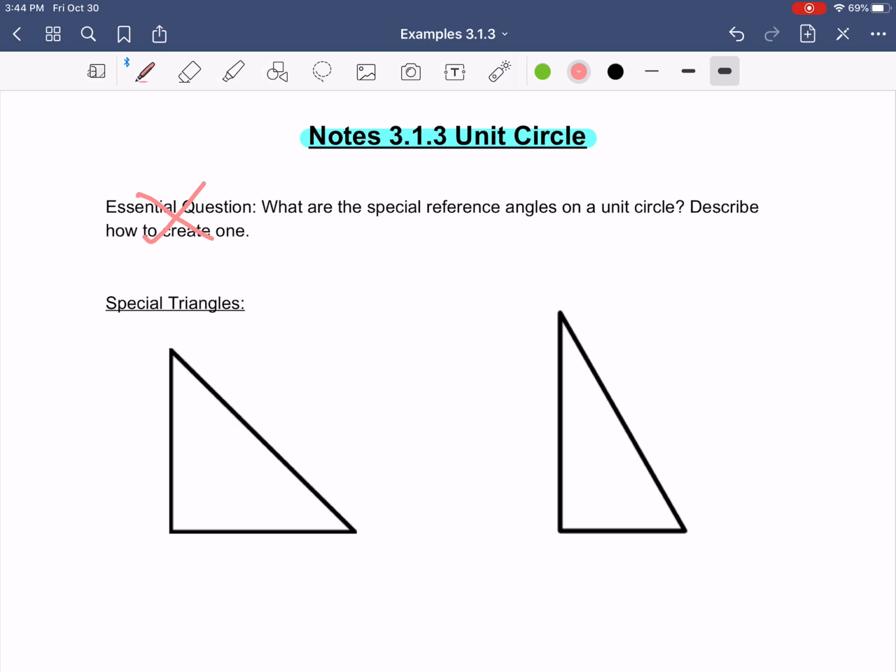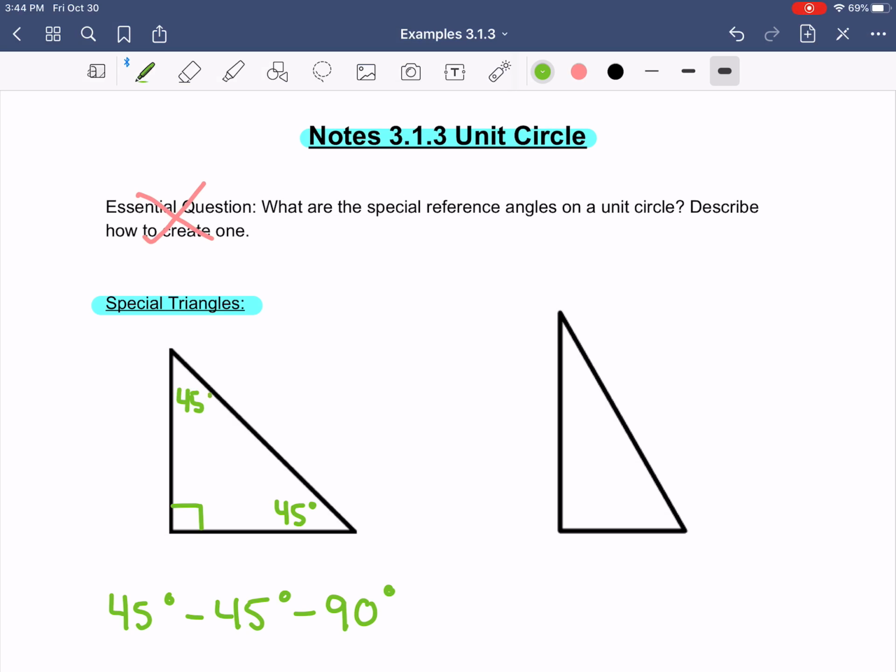Today we're going to be using the special triangles to find the coordinates of an angle on the unit circle. All right, so first let's look at what these special triangles are. The first one is the 45, 45, 90 triangle. Okay, so it's a right triangle and it means that these two angles are both 45 degrees.